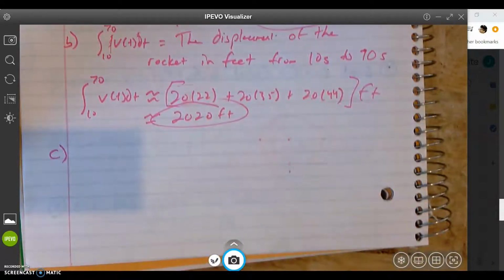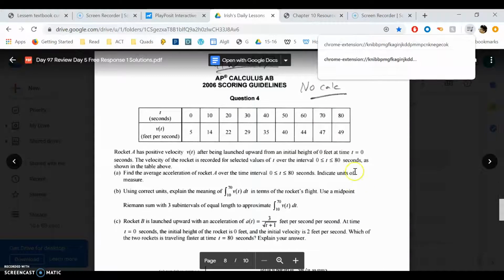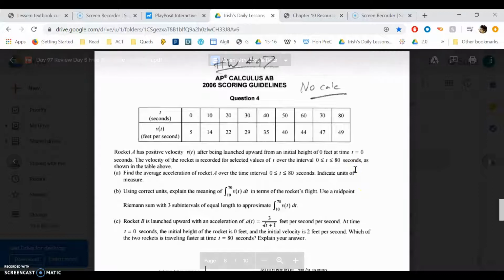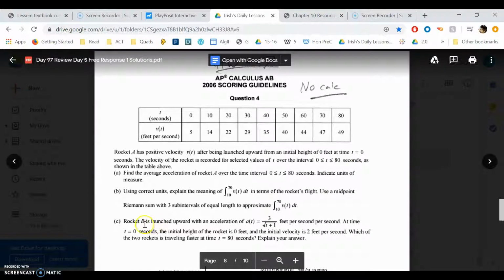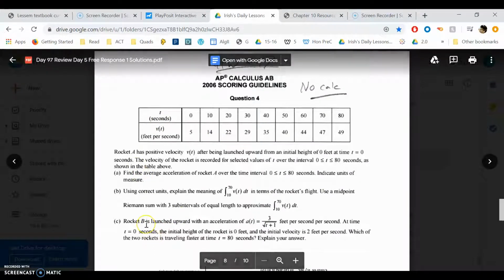Almost done. All right, part C is usually the most difficult. So let's bear down and figure out what's going on. Because if you get part C right on the AP, you know you have a huge advantage over everybody else. All right, rocket B. This is rocket A, this stuff. Rocket B, this is a different rocket.